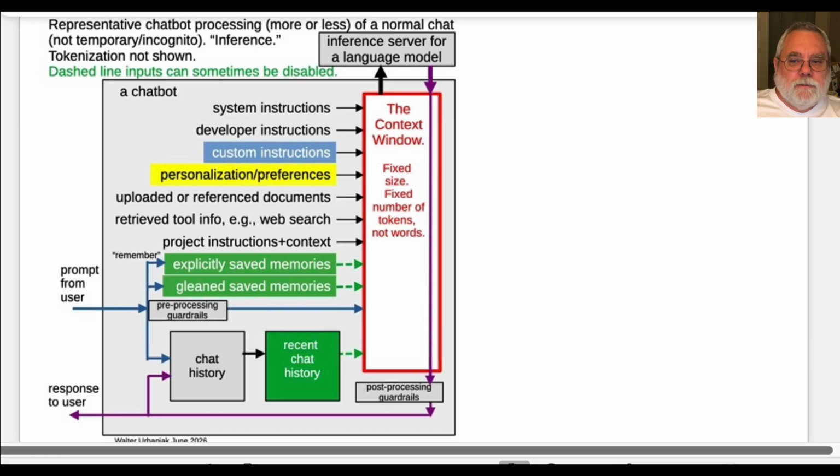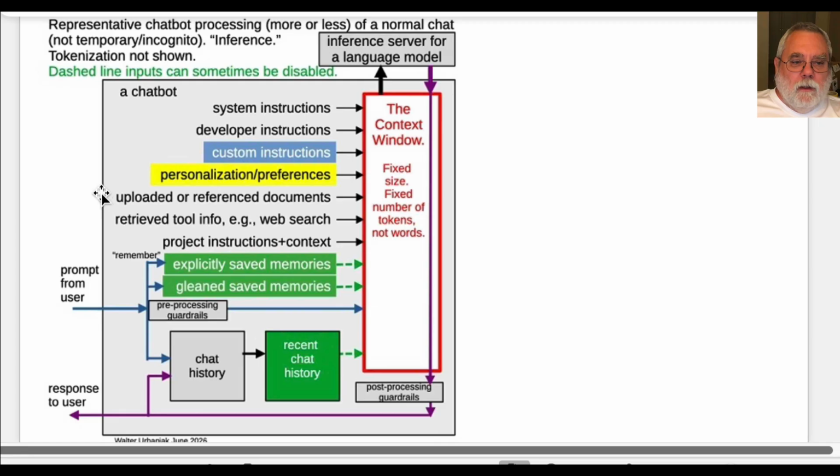Any custom instructions and personalization or preferences that you have set in Settings get included in the context window. Some chatbots lump these with system-level instructions. Some chatbots include these for temporary or incognito chats. Your prompt gets included in the context window. We'll cover guardrails later.